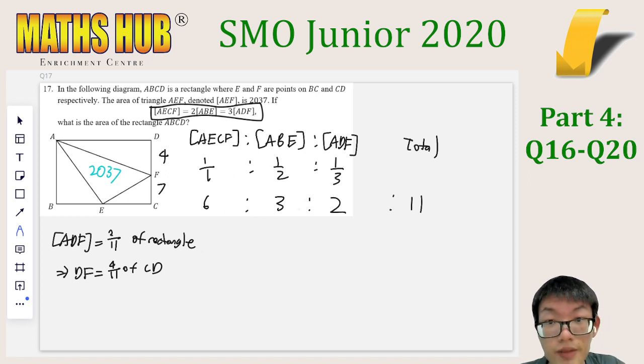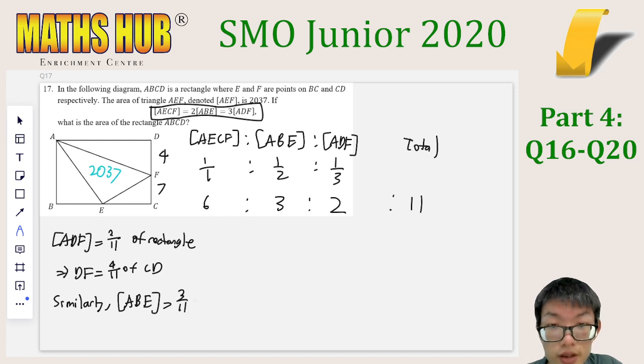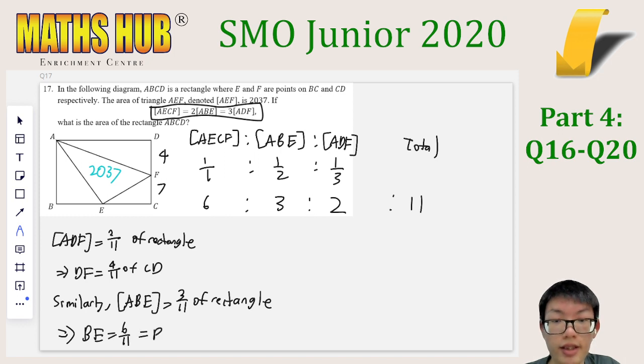Well, similarly, since ABE is 3 over 11 of the rectangle, we can say that BE is 6 over 11 of BC. And so this is split in the ratio 6 is to 5. I guess this is a little bit more believable than the previous ratio.